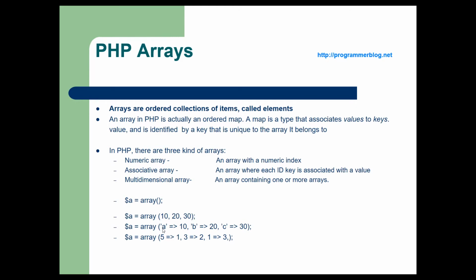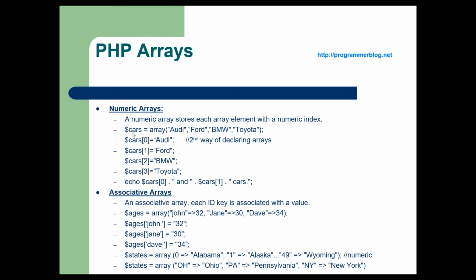The $a array has an index A with the value 10, index B has the value 20, and index C has value 30. Over here we have a cars array with the values Audi, Ford, BMW and Toyota. This is the first way of declaring a numeric array. We can also create an array by specifying the index of the value. $cars 0 index has the value Audi, and the first, second and third indexes also have their values assigned to the cars array.